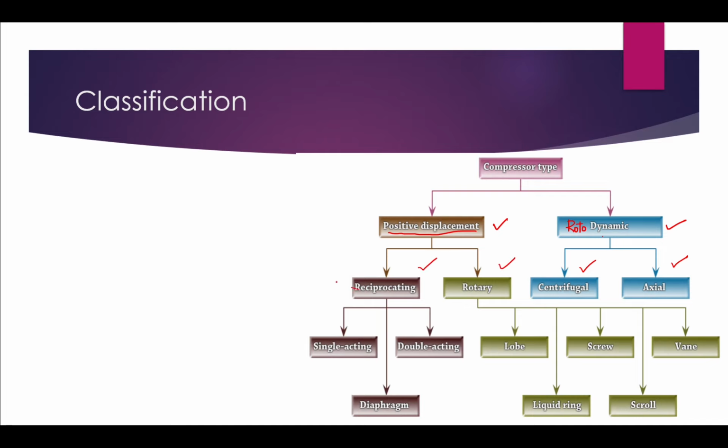In reciprocating, there will be a piston and cylinder arrangement in which compression takes place. Whereas in rotary, only rotary motion: lobe compressor, screw compressor, vane compressor, liquid ring, scroll compressor. There are different types of compressor. We have lobe compressor and vane compressor in syllabus. These two types of compressor we will see in this class.